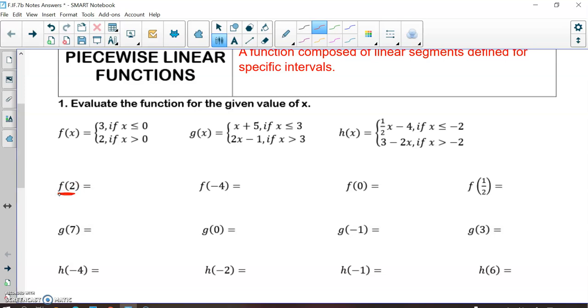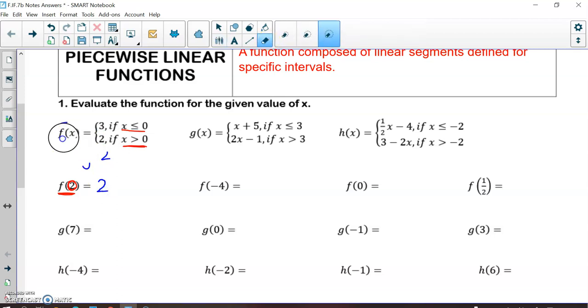What that means is I'm going to be focusing on the f of x piecewise linear function, and I have an x value of 2. So first I look at my inequalities. Is 2 less than or equal to 0, or is 2 greater than 0? Well, 2 is greater than 0. So that means I'm going to use this bottom equation, which is the equation y is equal to 2. So what that means is that your y value is 2 when x is 2.